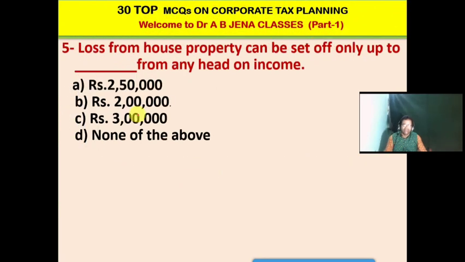Next MCQ: loss from house property can be set off only up to what amount from any head of income? A, rupees 2,50,000; B, rupees 2 lakh; C, rupees 3 lakh; D, none of the above. Friends, B is the right option for this MCQ. Loss from house property can be set off only up to rupees 2 lakh from any head of income.